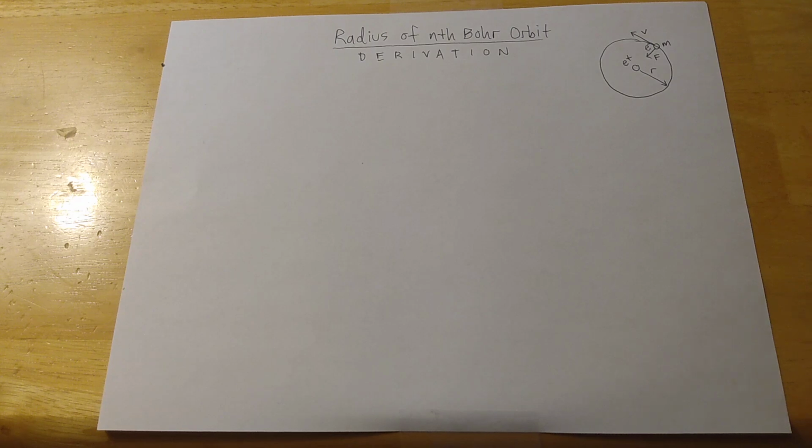My goal in this video is to show the radius of the nth Bohr orbit, the derivation of this equation. I looked it up in my physics book and it explained that there were substitutions, but it did not go through step by step. And that's what I'm going to do in this video, show out each of those steps, because I found it super helpful and enlightening. So hopefully you do too.